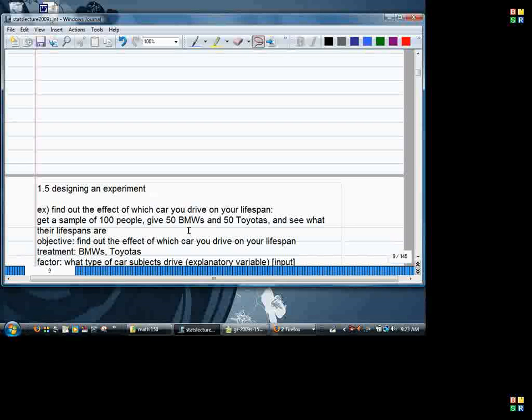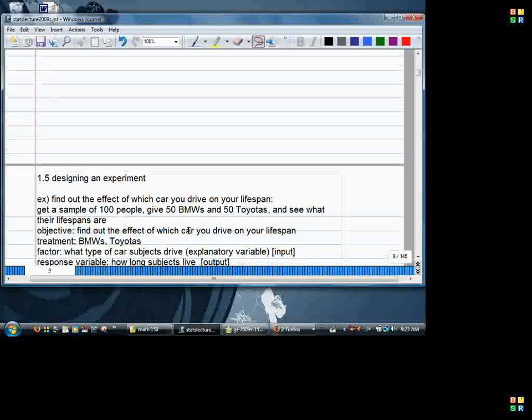So the factor, you could think of it as the general classification of input. What is it that you do to the subjects? This is also called the explanatory variable. What is the response variable? Lifespan, absolutely. The response variable is the result that you're measuring, and the result that we're measuring here is how long they live. You can think of the factor as the input and the response variable as the output. I'm a mathematician, so I like to think of this in terms of a function. Input, output.